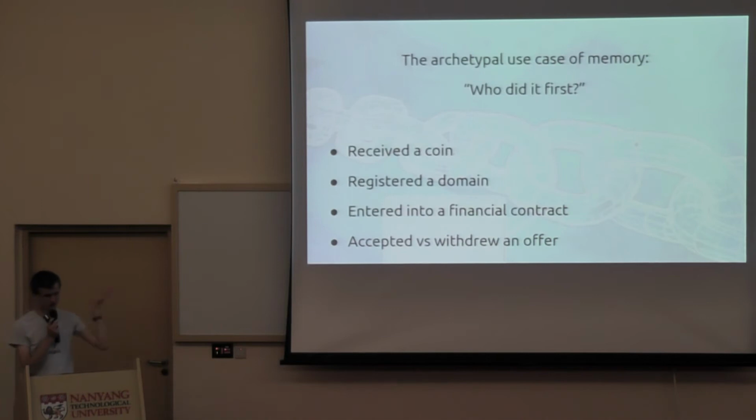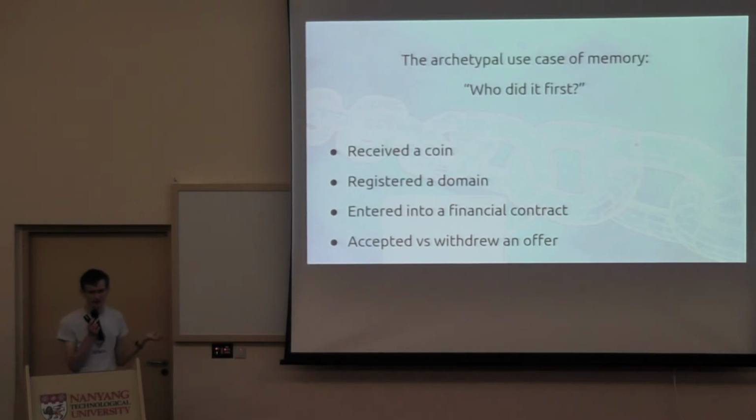Memory. So the archetypal use case of memory, this is kind of the simplest use case of memory to explain, is basically if in some application you need to know who did it first. So who received a coin first? If I send a coin to B and I send the same coin to C, which of those transactions came first? Who registered a domain first? If I register ethereum.org, then you register ethereum.org to try to scam people. Well, was it I that registered first, or was it you that registered first?